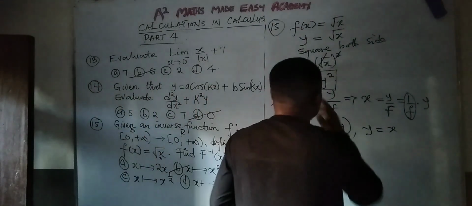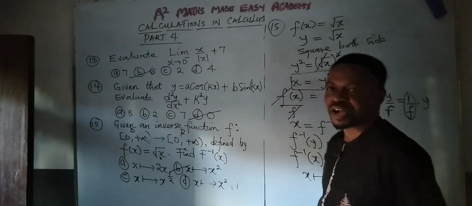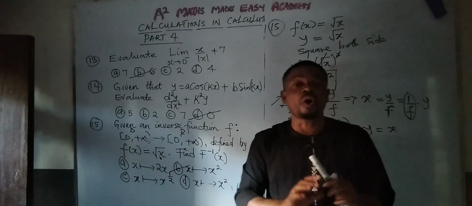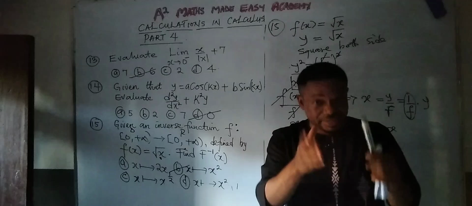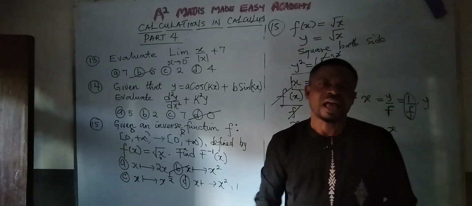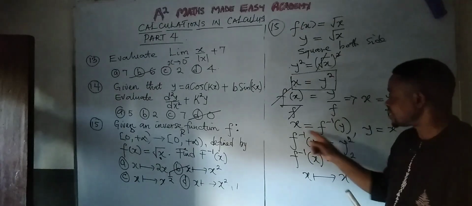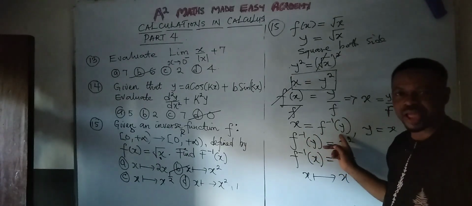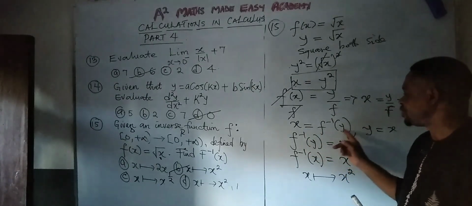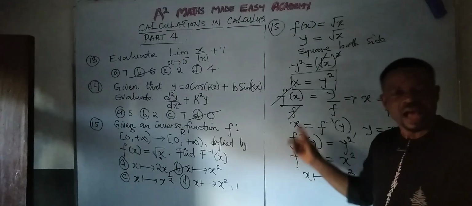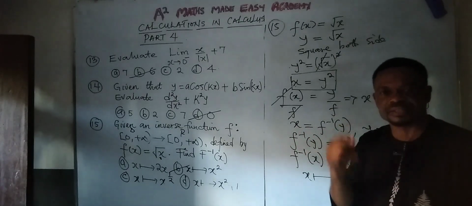Now this is exactly how to solve an inverse function. The rule is that always make x the subject of the formula. And you now recall that that x you have made the subject of the formula is now f inverse of y. And this y now has become the domain of x, and x is the range. Have I made myself clear?